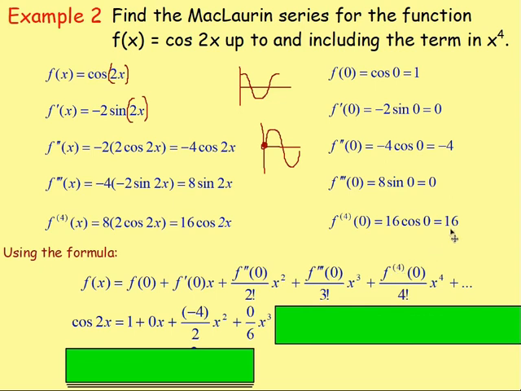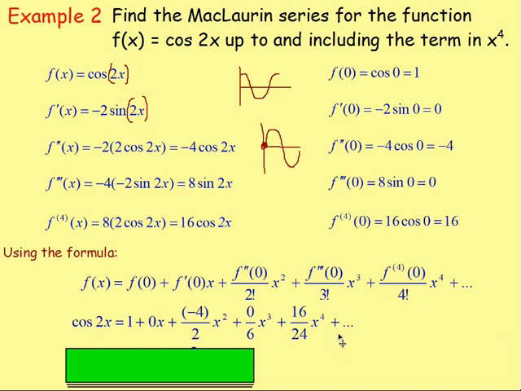And for the last one, that worked out to be 16, so we've got 16 over 4 factorial. So 16 over 4 times 3 times 2 times 1, which is 24, multiplied by x to the power of 4. Again, this is an infinite series. You've got plus and then dot, dot, dot to show it's going to keep on going.